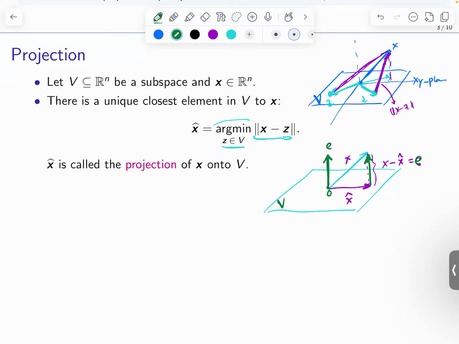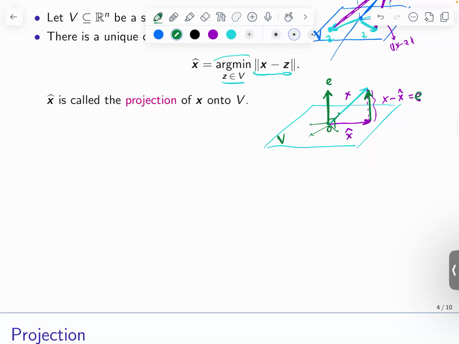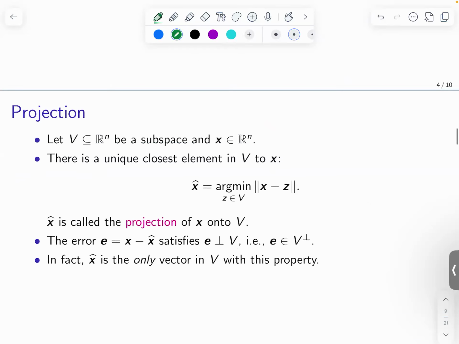So this has to be orthogonal to v, which means that for any vector in v I take, this error is going to be orthogonal to it. And this is the defining property. So you can prove that the x hat that achieves the smallest distance has this property: the difference x minus x hat is orthogonal to v. Okay, so is this clear? Geometrically, it's clear, but you can also prove it.